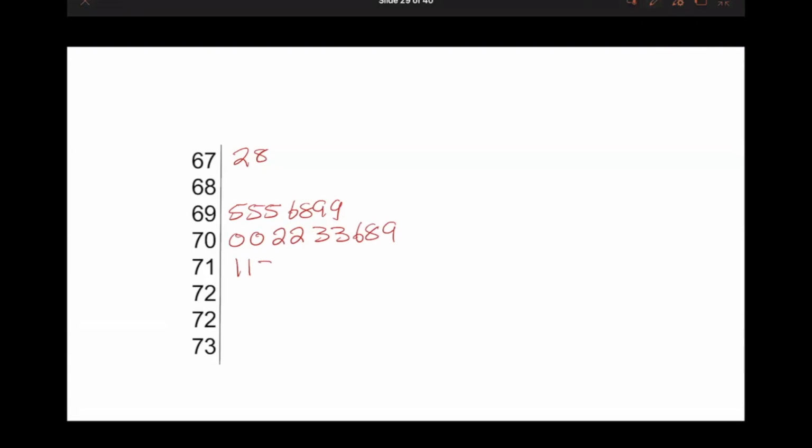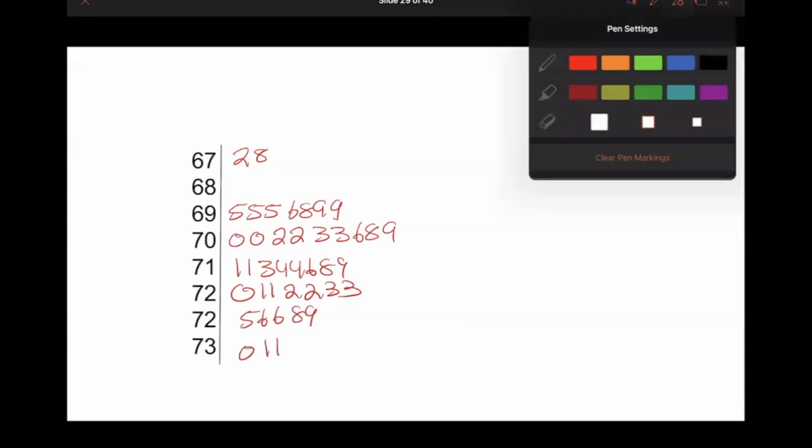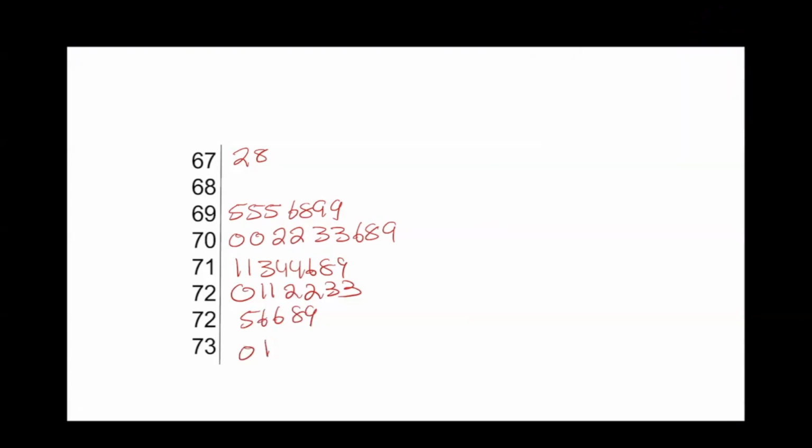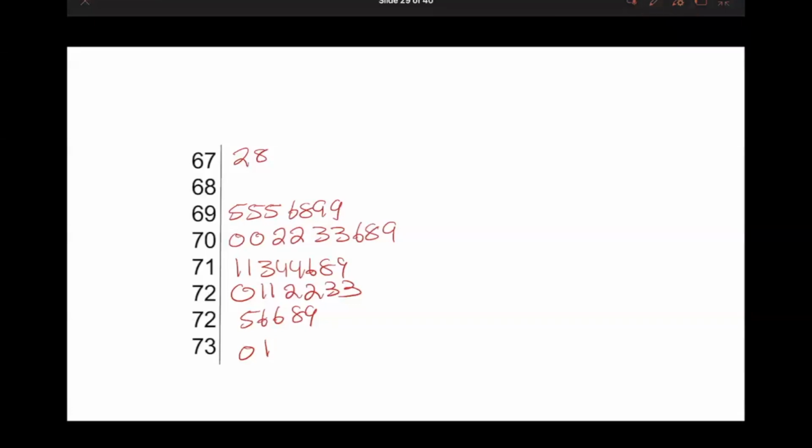1, 1, 3, 4, 4, 6, 8, 9, 0, 1, 1, 2, 2, 3, 3. Okay, 1, 3, 5. And also it randomly changes colors on me. All right. So this is my stem and leaf plot.